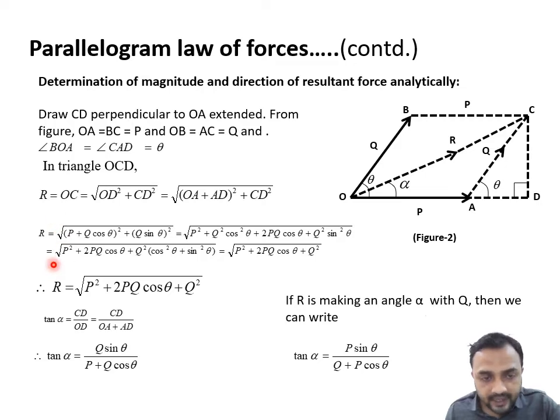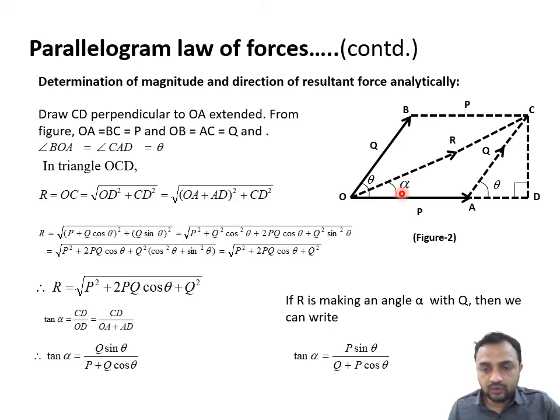By using this formula, we can find out the magnitude of the resultant force. The magnitude of this resultant force is R equal to root over P square plus 2PQ cos theta plus Q square.